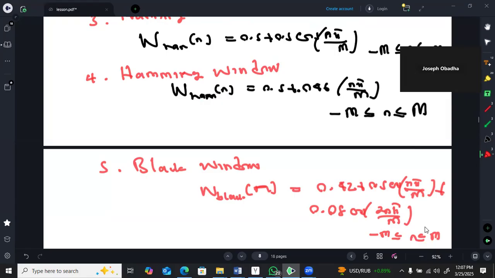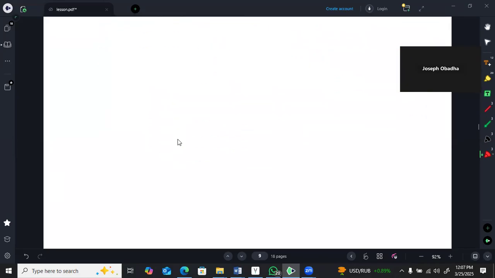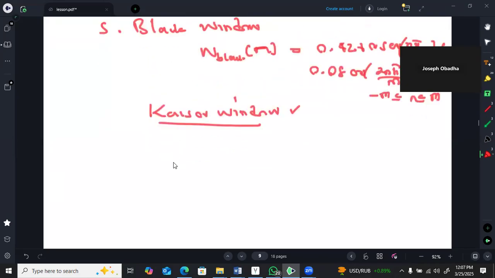We have other window functions which we have not listed here. Another popular one is called the Kaiser window. You can check the characteristics of the Kaiser window from the books. So what would be the design procedure of the filters using the window method?